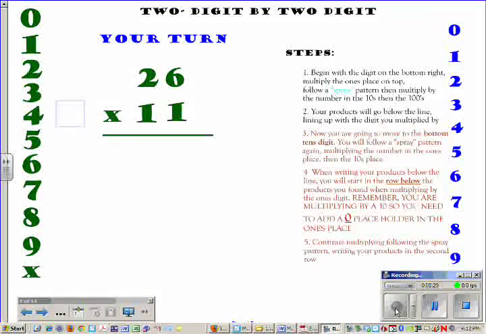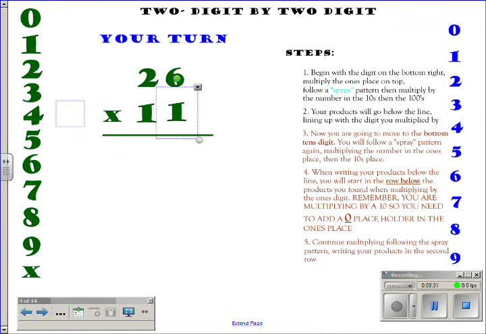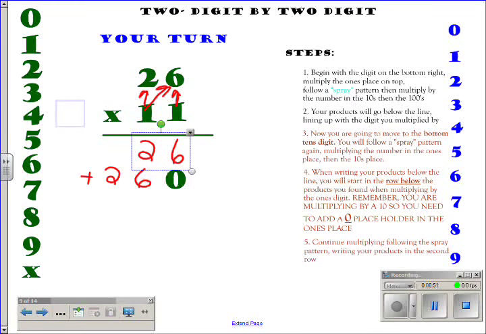All right, so what you should have done is done your first spray, which is 1 times 6, which will give you 6. 1 times 2 is 2. You're going to put your 0 placeholder in. Then move over to 10. 10 times 6, which is 6. 10 times 2, which is 2. You're going to add your products up. 6, 8, 2. So if you did not have that, you're going to want to rewind, rewatch, and try a couple on your own.